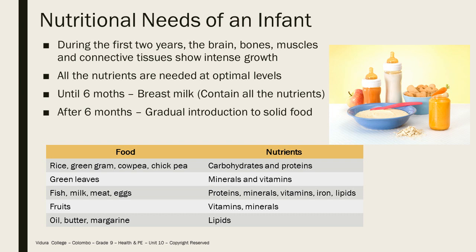Foods that are mostly given to infants are rice, green gram, cowpea, and chickpea. They contain carbohydrates and proteins. Green leaves contain minerals and vitamins. Fish, milk, meat, and eggs contain proteins, minerals, vitamins, iron, and lipids. Fruits contain vitamins and minerals. Oil, butter, and margarine contain lipids.